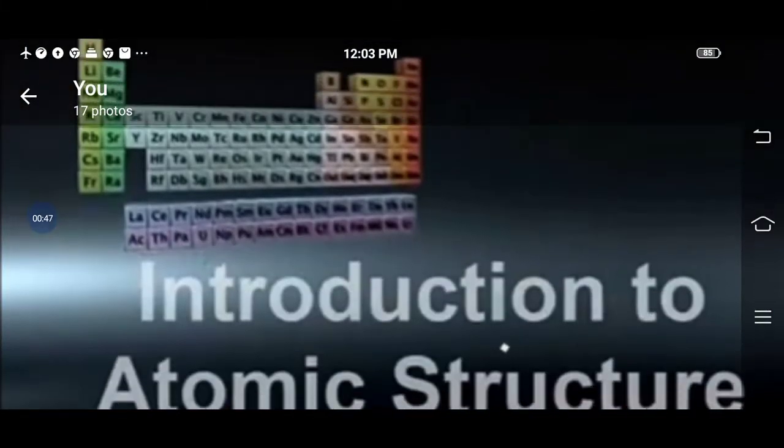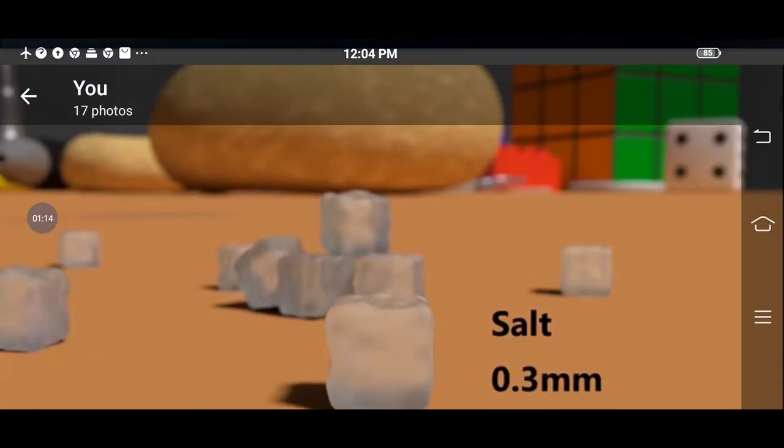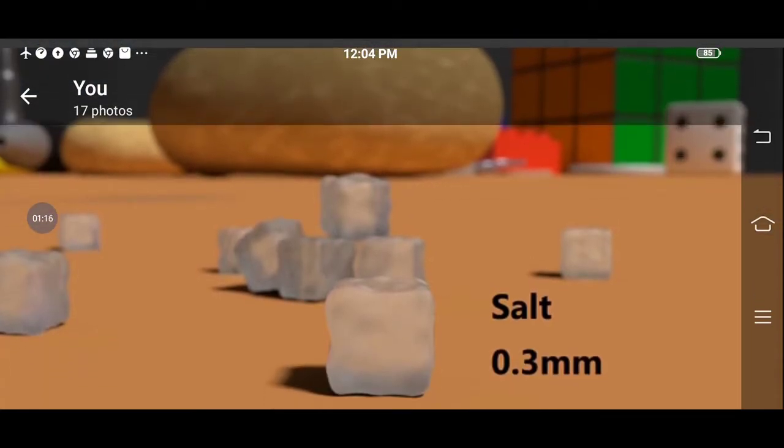What is an atom? In every element, there is a presence of very minute, very tiny particles called atoms. Atoms are the tiny particles present in any element. So, what are atoms? Atoms are the smaller particles present in any element.